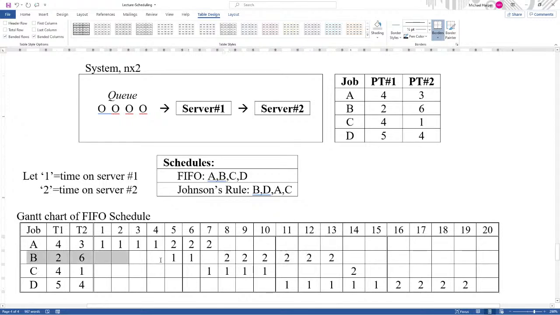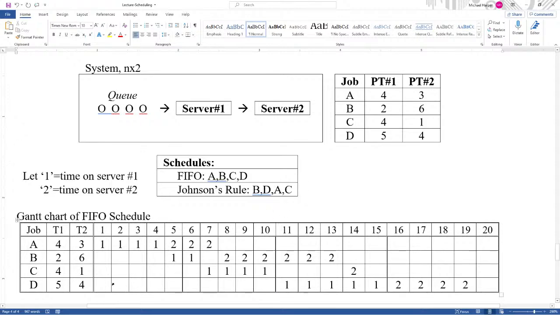Now I can see the flow time of B is 13 days. Remember, the flow is the queue time plus the processing time. The processing time, 6 plus 2, is 8. If the flow is 13 and the processing time is 8, then 13 minus 8 is 5, so the queue time must be 5. And it is: 4 days in front of the first server, 1 day in front of the second server. 4 plus 1 is 5.